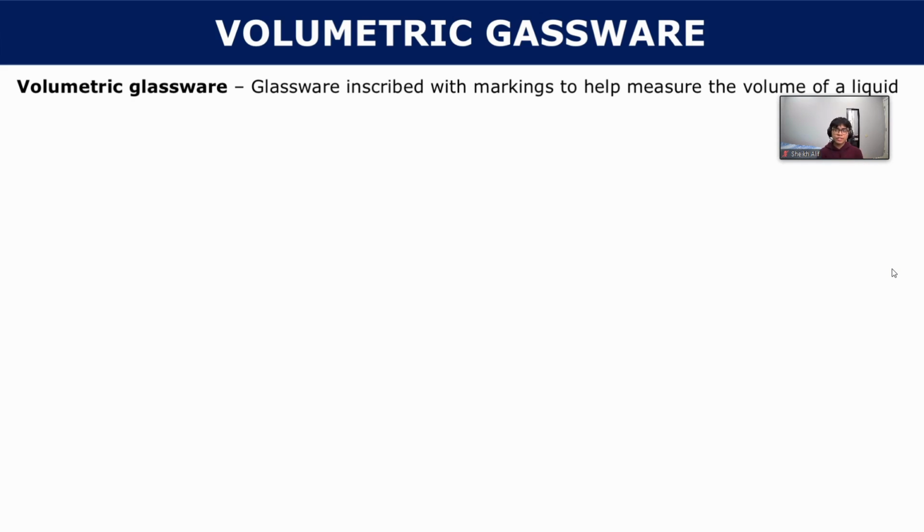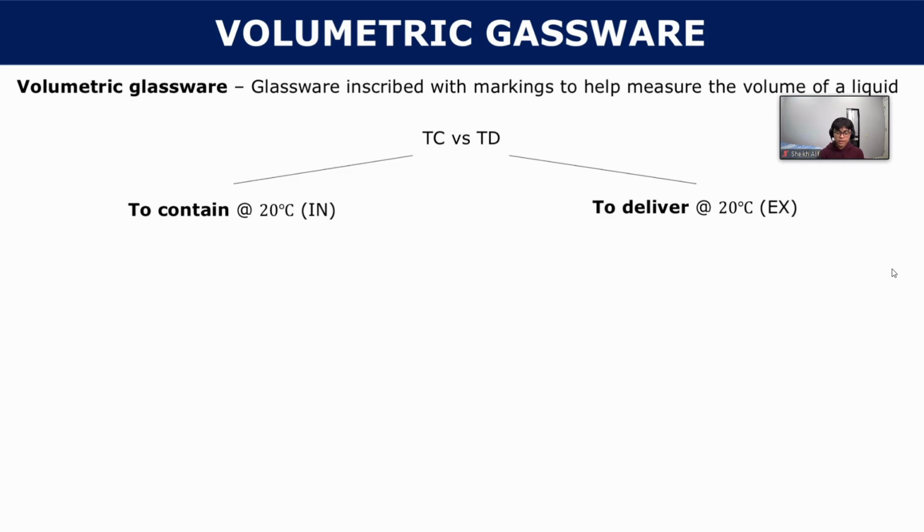And you're going to have two different types of volumetric glassware. First of all, it's going to be TC versus TD. TC is to contain at 20 degrees Celsius, and TD is to deliver at 20 degrees Celsius. Sometimes you might see them labeled as "In", and then "Ex" for deliver. And so what do these mean?